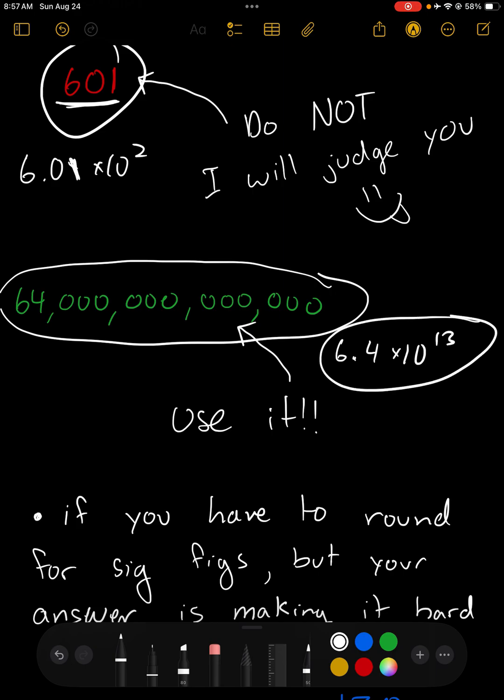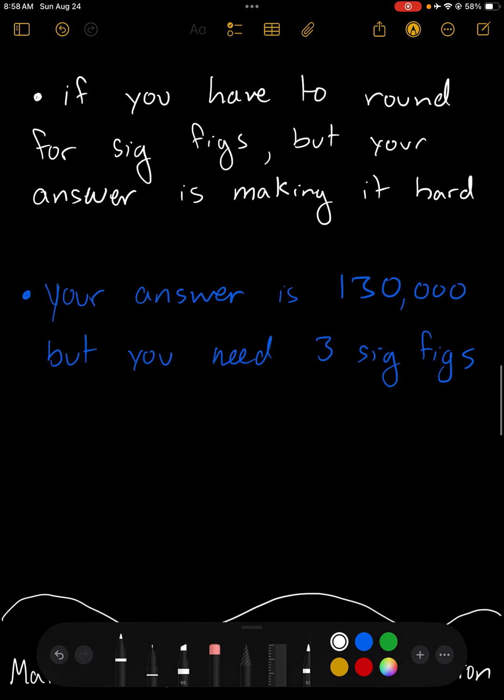That's in fact going to be an easier number to work with and an easier number to write out than this one would be. All right. The third reason that you could use scientific notation is if you have to round for a specific amount of significant figures, but your answer is making it really hard to round for that amount of sig figs. So the example I have for you is this.